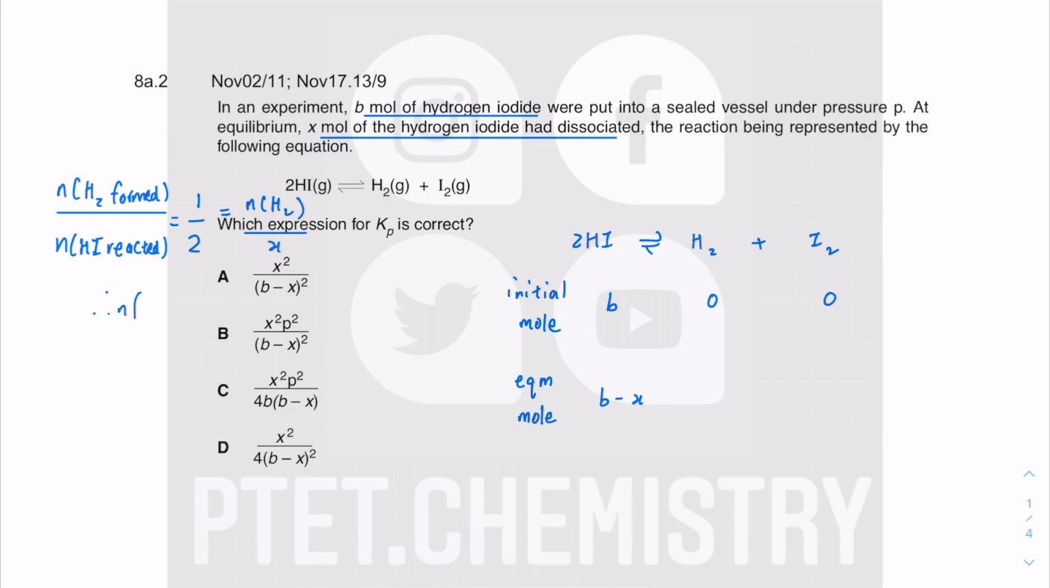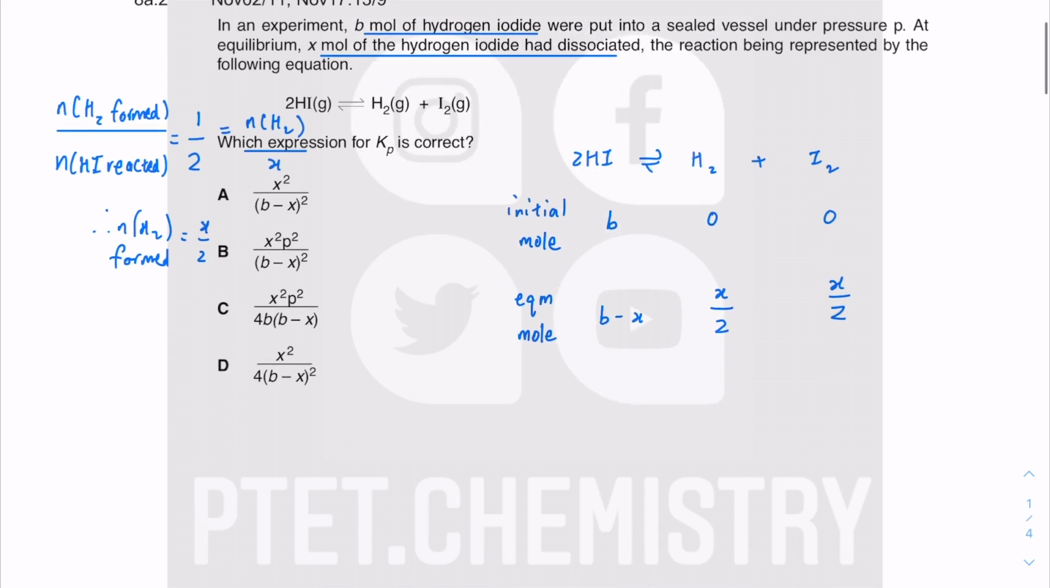Therefore, the mole of H2 formed is going to be, you move up the X to the other side, X over 2. So we get 0 plus X over 2, which gives you X over 2. If you form 1 mole of H2, you also form 1 mole of I2. If you form X over 2 mole of H2, you also form X over 2 mole of I2.